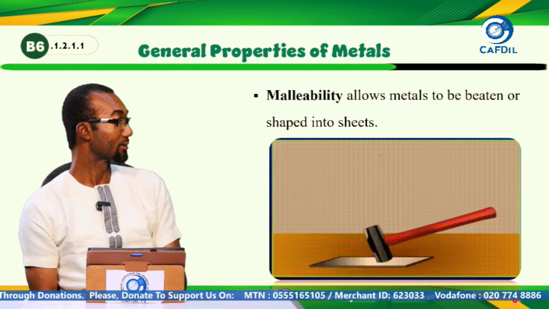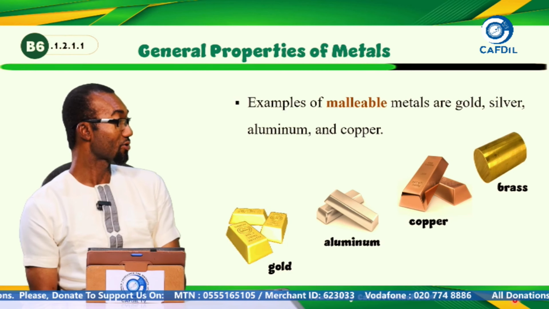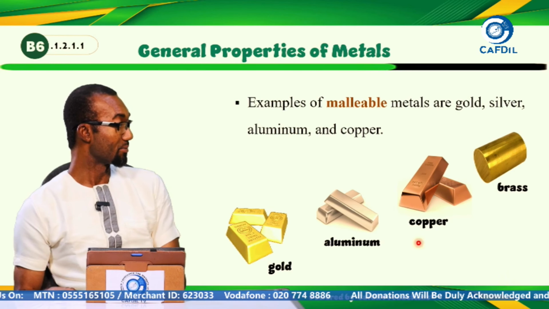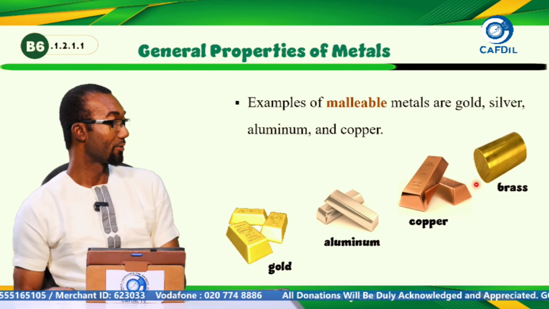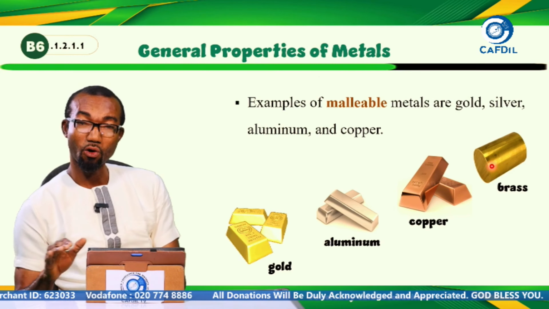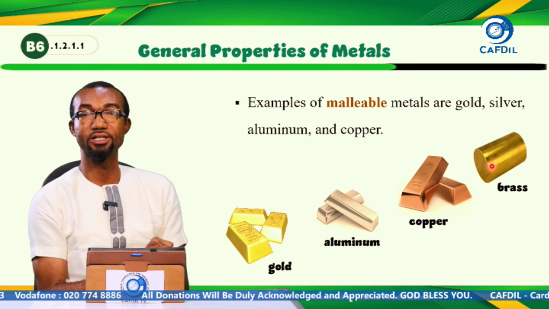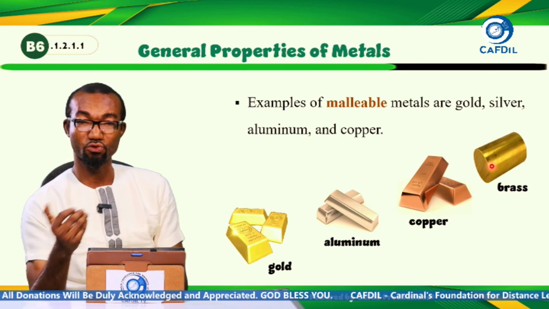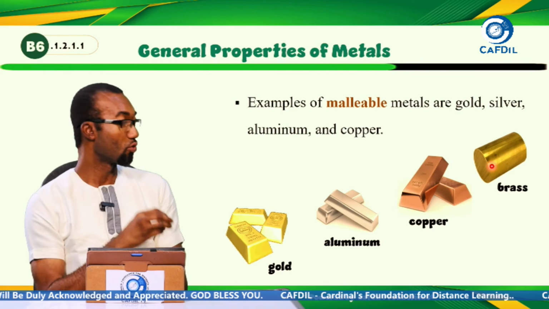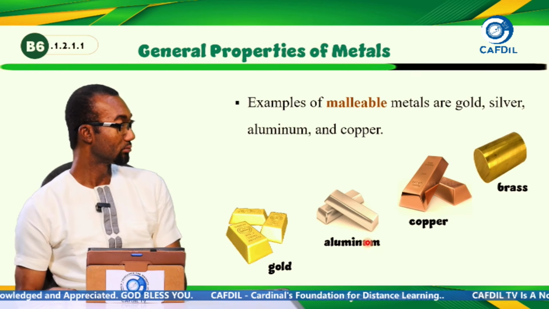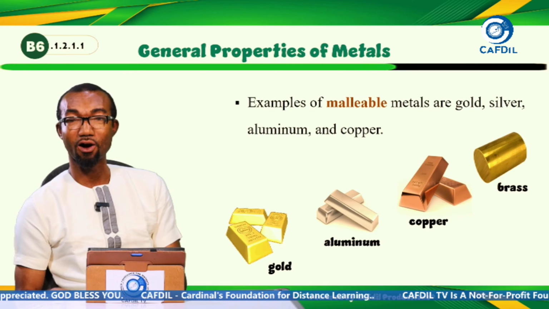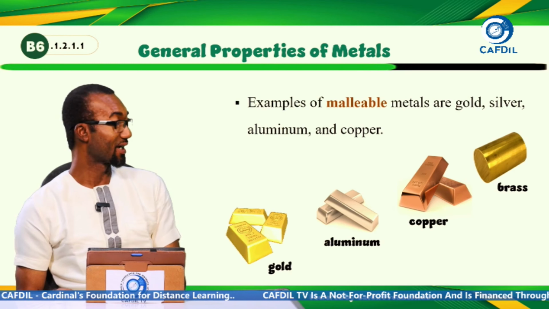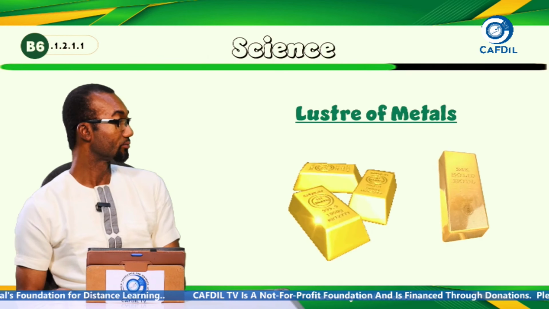Good. Now let's look at examples of malleable metals. We have gold, aluminium, copper, and brass. That means that all these metals can be beaten into sheets to make them flat so that we can use them to make other objects. So gold, aluminium, copper, and brass are all malleable metals, because they can be shaped into sheets.